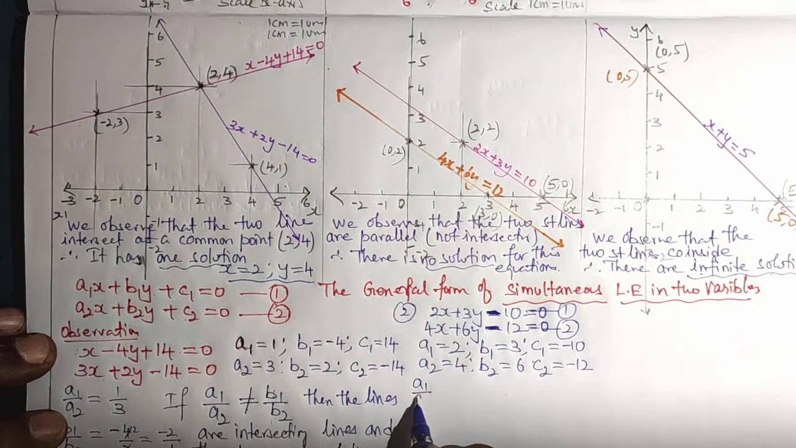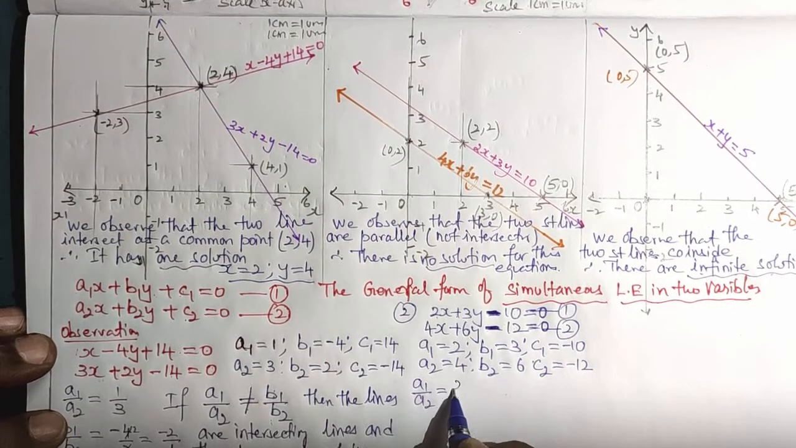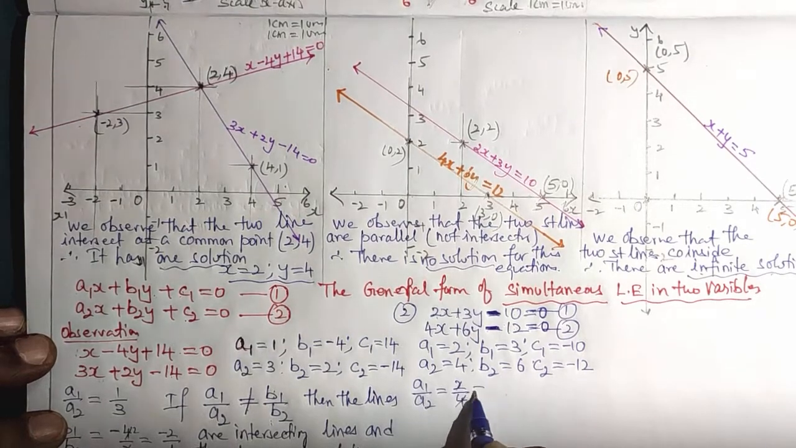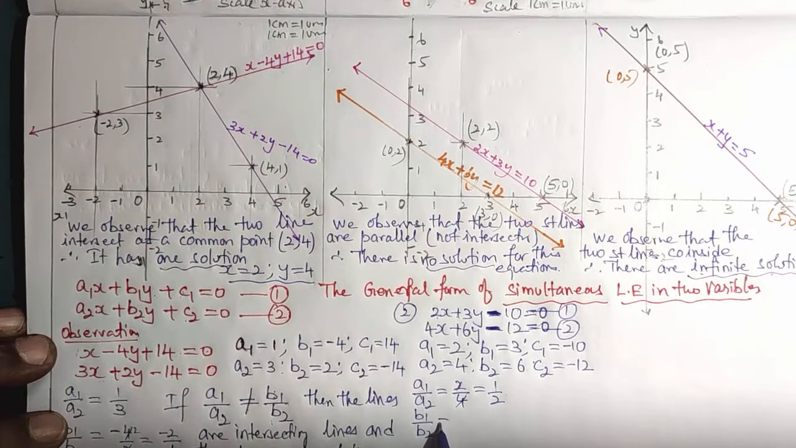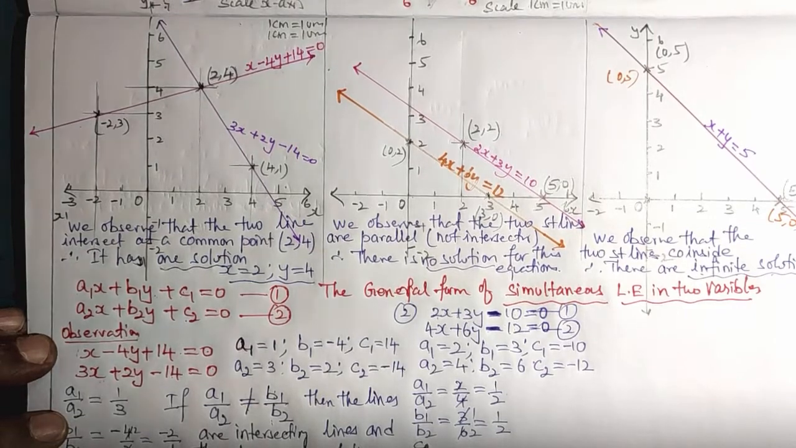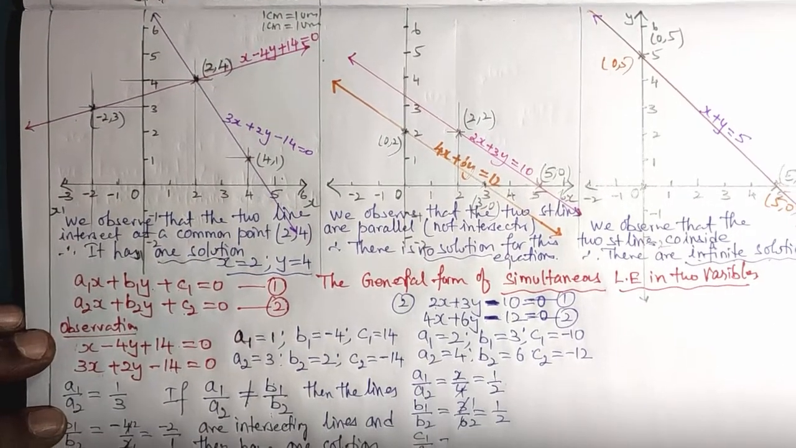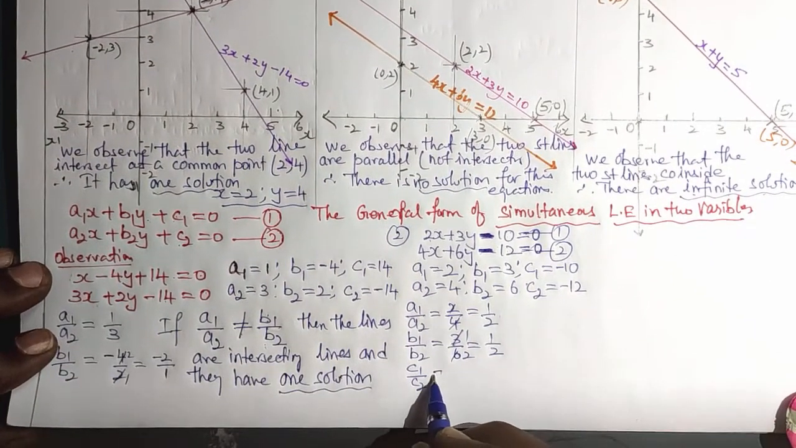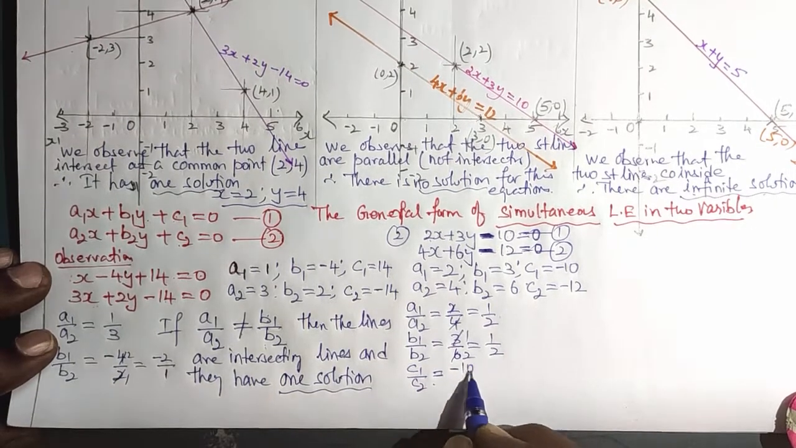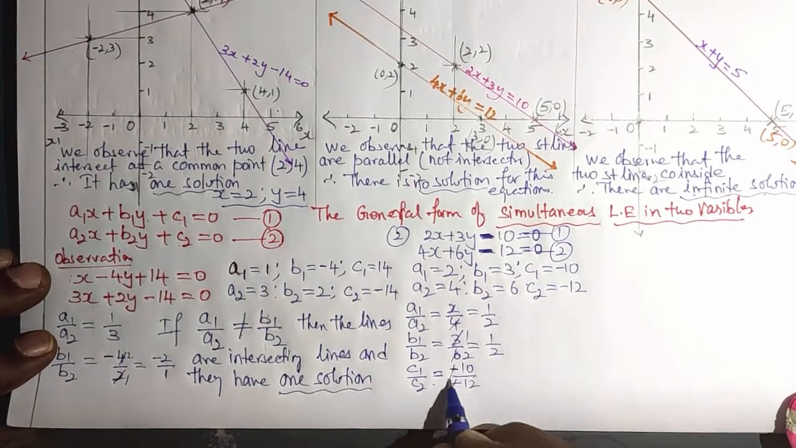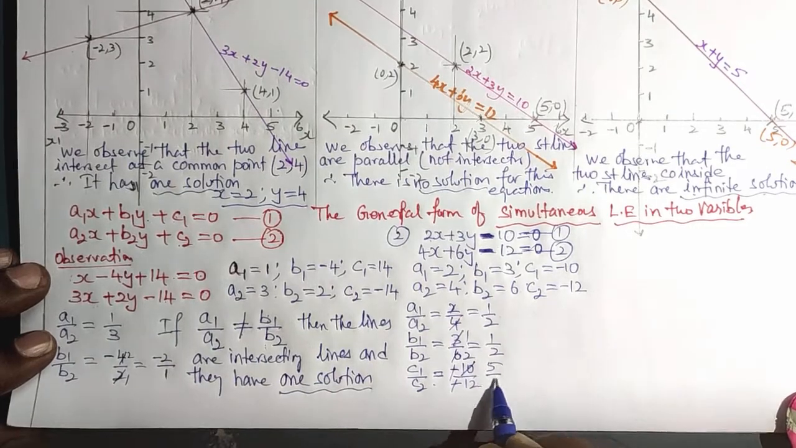a1 by a2 is equal to how much? 2 by 4. 2 by 4 means how much? 1 by 2. b1 by b2 is equal to 3 by 6. 3 ones are 3, 3 twos are 6. Again it is 1 by 2. c1 by c2 is equal to minus 10 by minus 12. Minus minus cancel. 2 fives are 10, 2 sixes are 12. I got 5 by 6.